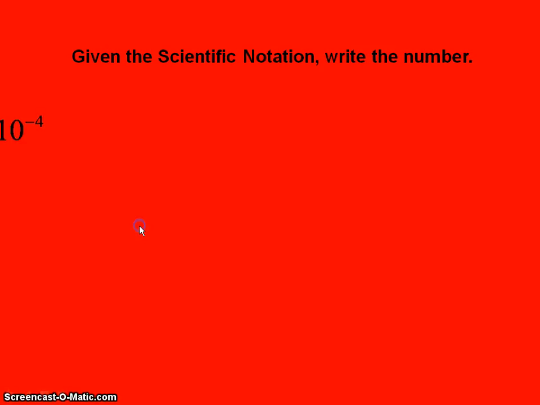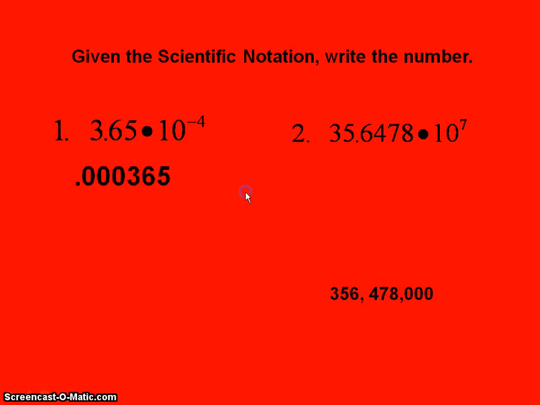Okay, so given the scientific notation, you're going to write the number. Take notice that you have a negative exponent here. So the rule tells you to move your decimal place to the left 4 spots. So when you do that, you have 0.000365. For number 2, you have 7 and it's positive. So you're going to take the decimal and swing it 7 spaces to the right, adding zeros in where there are no numbers. So you have 356,478,000.